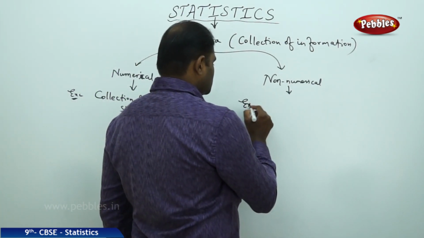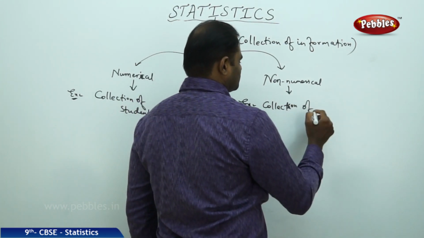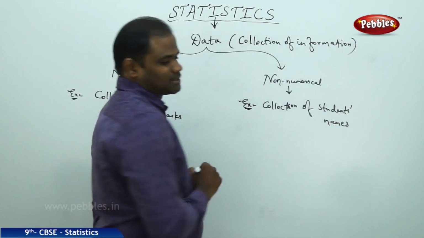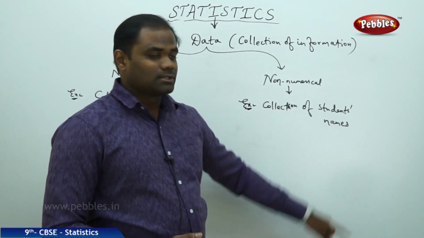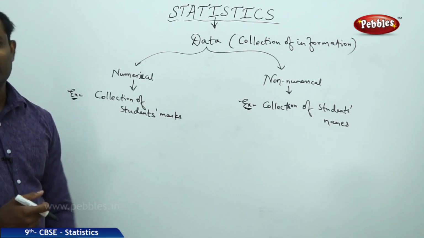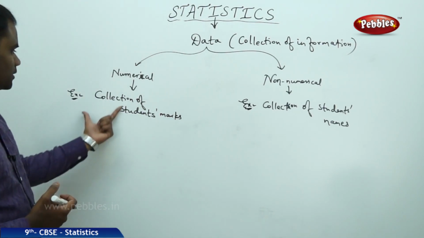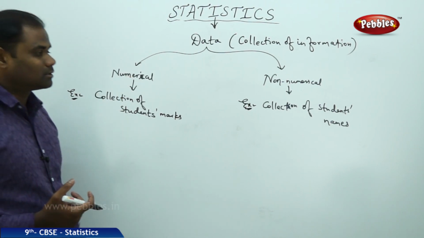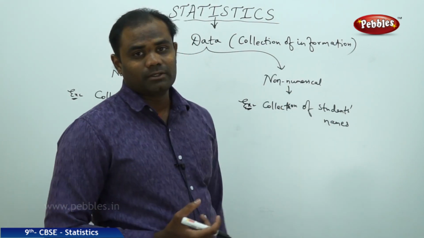And here, a collection of students' names cannot be numerical data because it does not involve numerics or numbers. It involves the names of the students. So clearly, through example 1 and example 2, I understand the difference between numerical and non-numerical data. A collection of students' marks, which involves marks in numbers, is numerical data. A collection of students' names, which involves only the names of the students, is non-numerical data.